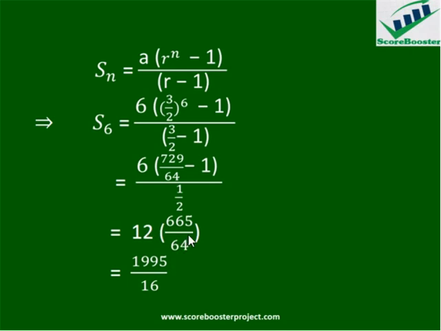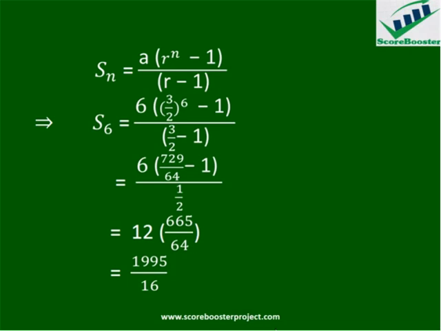So here we simplify this to its lowest term. 4 here 3, 4 here 16, so it can't be simplified further. So 3 multiplied by 665 will give 1995 divided by 16. So the sum of the first 6 terms of the sequence 6, 9, 13 and a half, 20 and 1 over 4 is 1995 over 16. And that solves the second question.